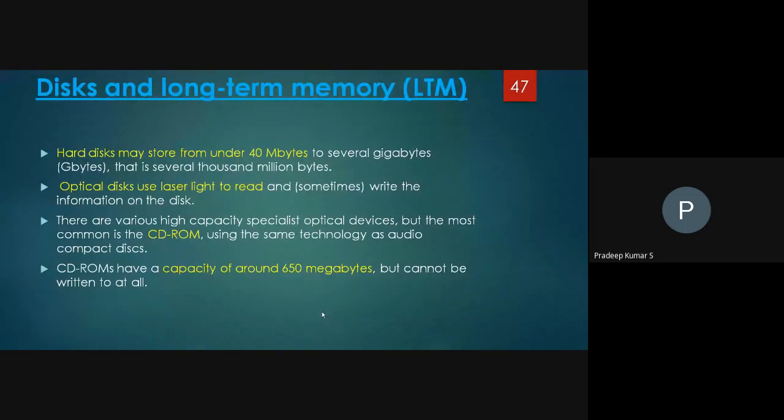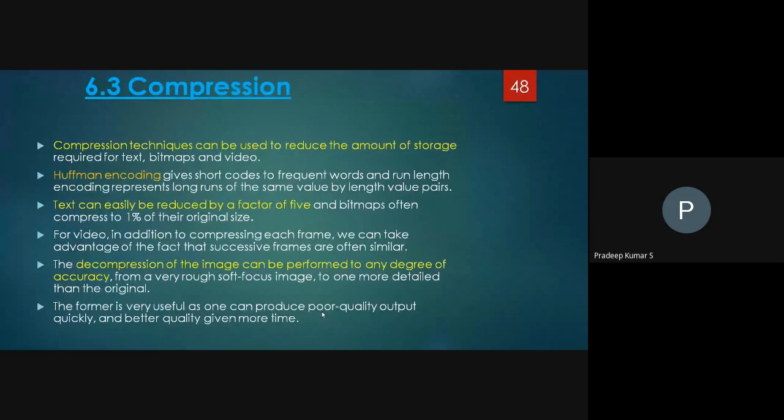Usually the CD range, as you are already familiar, is 650 megabytes to 700 megabytes. Later on we will discuss compression. Even though I can store the file in the disk, the entire structure cannot typically be stored as it is. It should be compressed to some other format. That format should be properly formatted and properly secured. Then only is it stored in the disk.